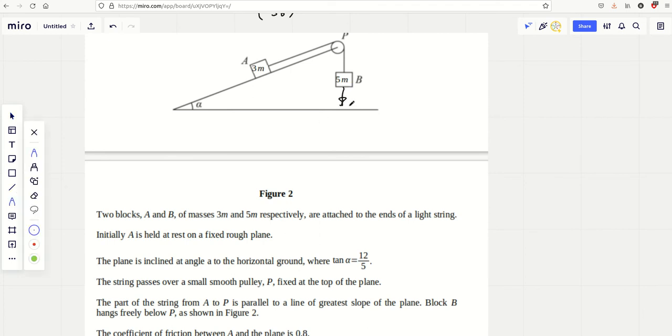As soon as I see a pulley question, I start putting things like 5 mg on there. Don't miss out the m's, yeah? 3 mg here. You just know you're going to be using this, yeah? Put your tensions on. Always the same with any pulley question. Put your reaction force on, yeah? Now, is it rough? Rough plane. So which way is it moving as well? I think they do tell you.